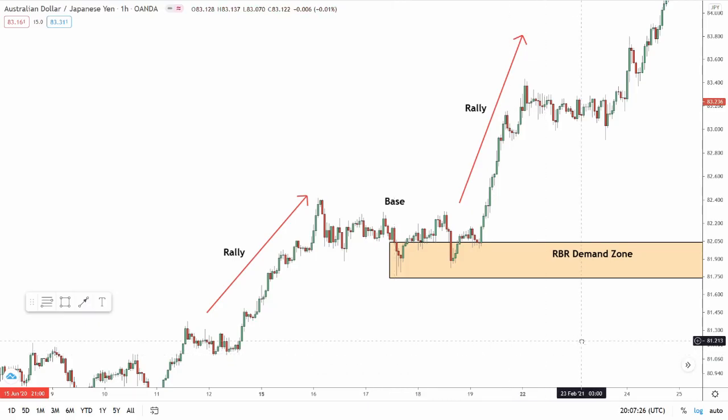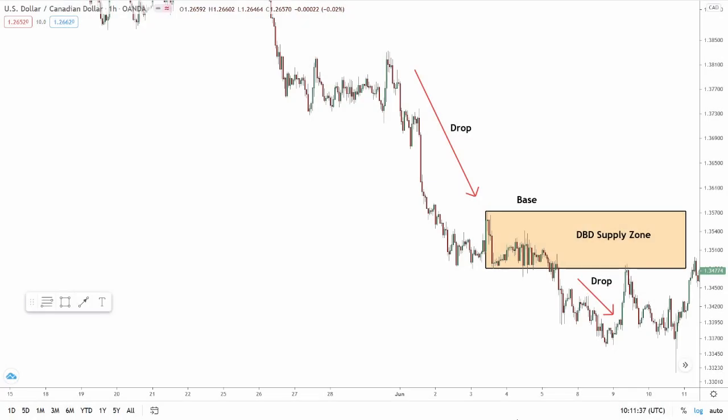This is an important distinction and has a big effect on how the zone performs, which I'll explain in the next section. Let's look at a drop-based drop zone now. Here then, we have a drop-based drop zone. Again, the zone forms during the swing, towards the end in this case.